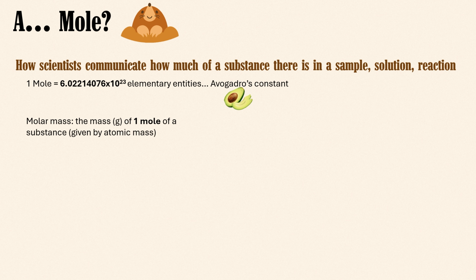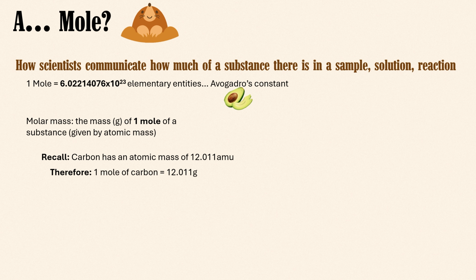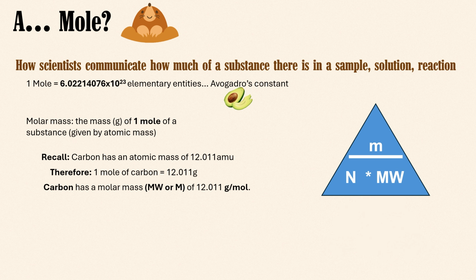So a molar mass is the mass in grams of 1 mole of a substance, given by atomic mass. So recall, carbon has an atomic mass of 12.011 atomic mass units. Therefore, 1 mole of carbon weighs 12.011 grams. So another way of saying this is carbon has a molar mass, or molecular weight, of 12.011 grams per mole.